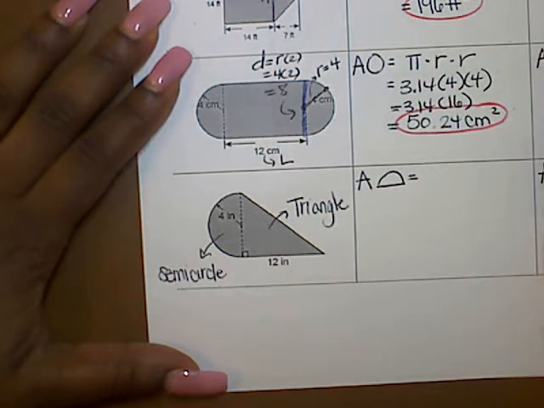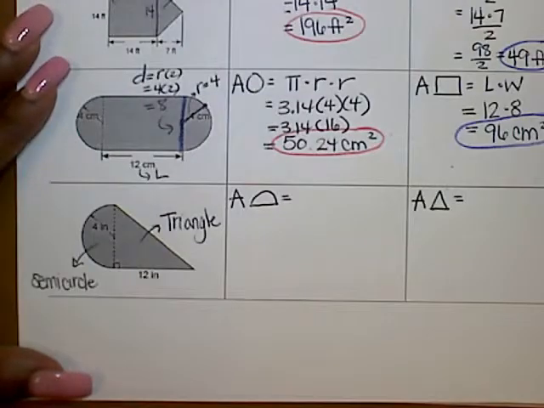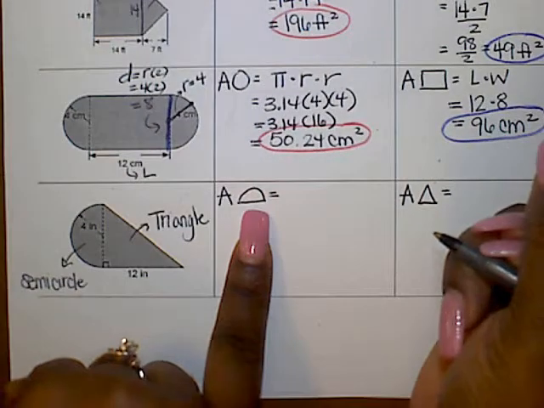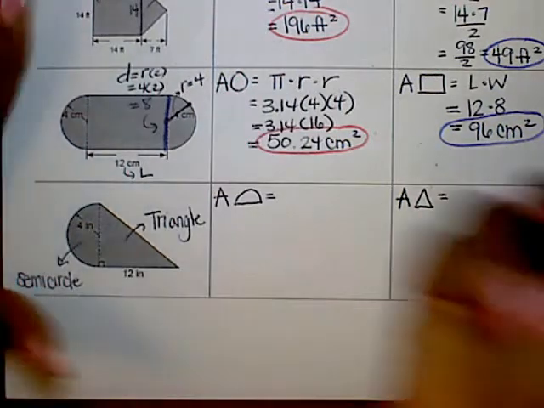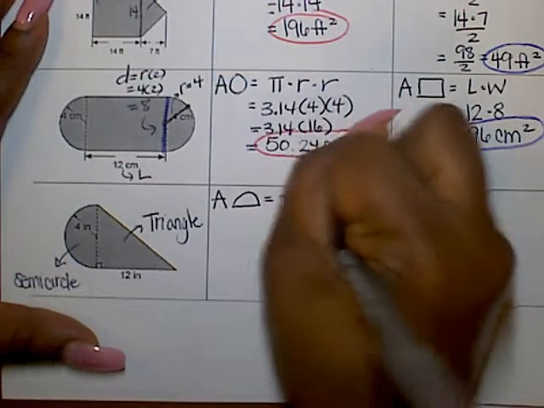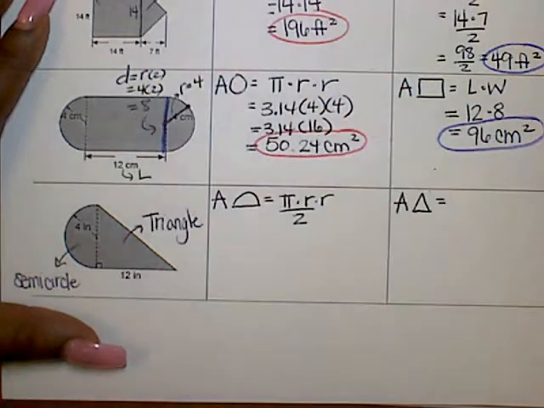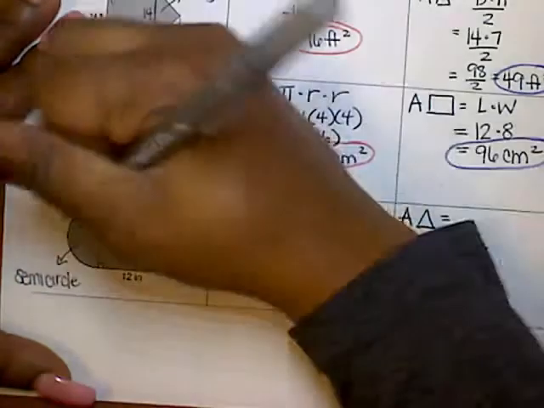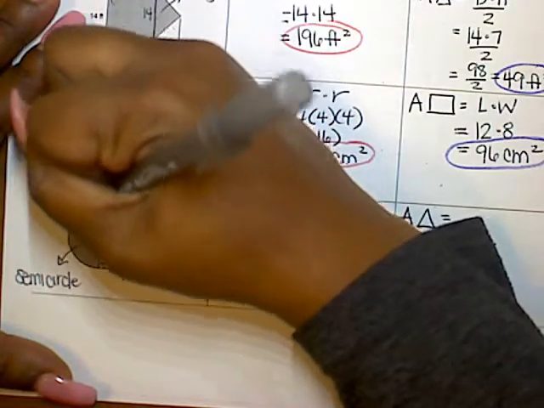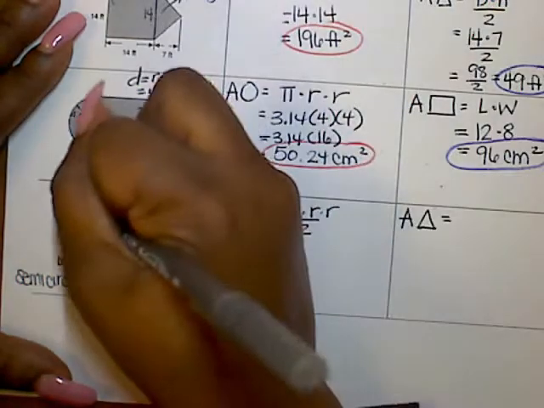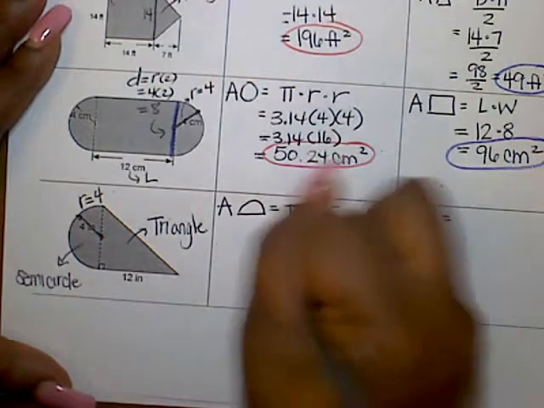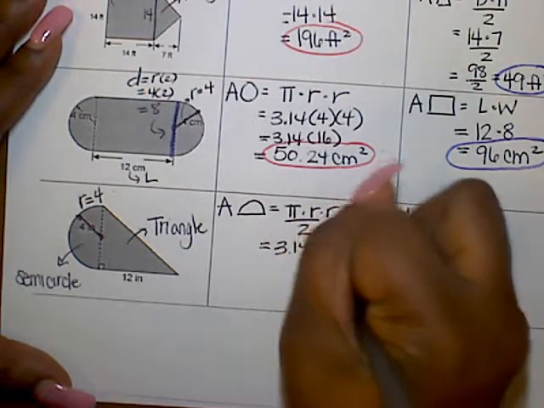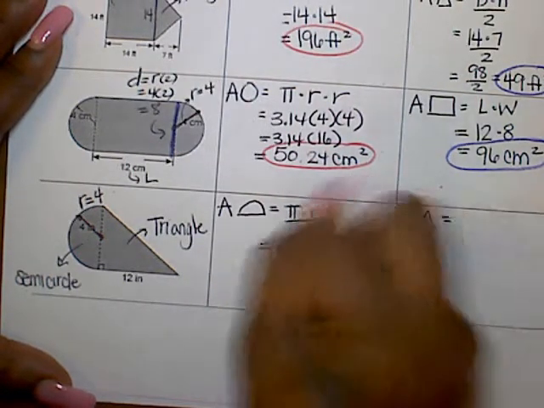a triangle. Okay. So our formula for half of a circle, we're just going to take the same formula for a circle and then just cut it in half. So that means we have to divide it by 2. Okay. Our radius is still here, starting at the center, going to the edge. So our radius equals 4. So we have 3.14 times 4 squared divided by 2.